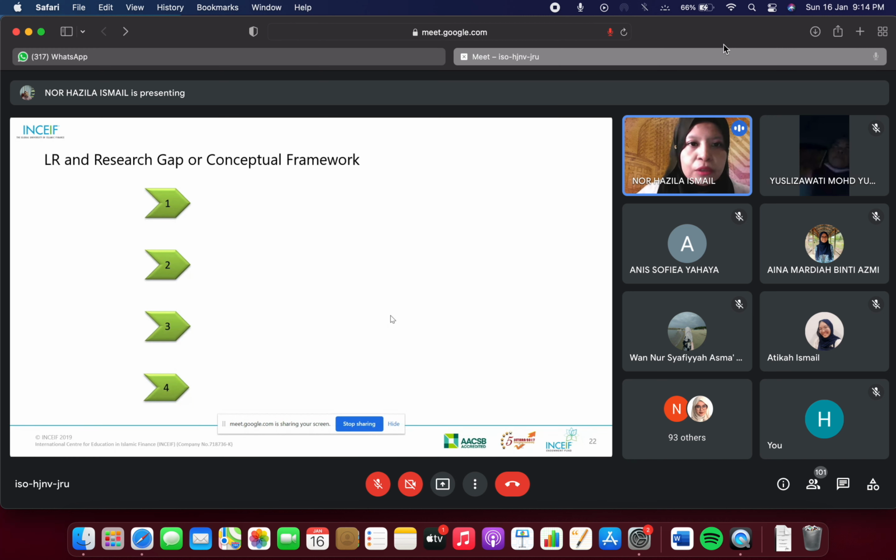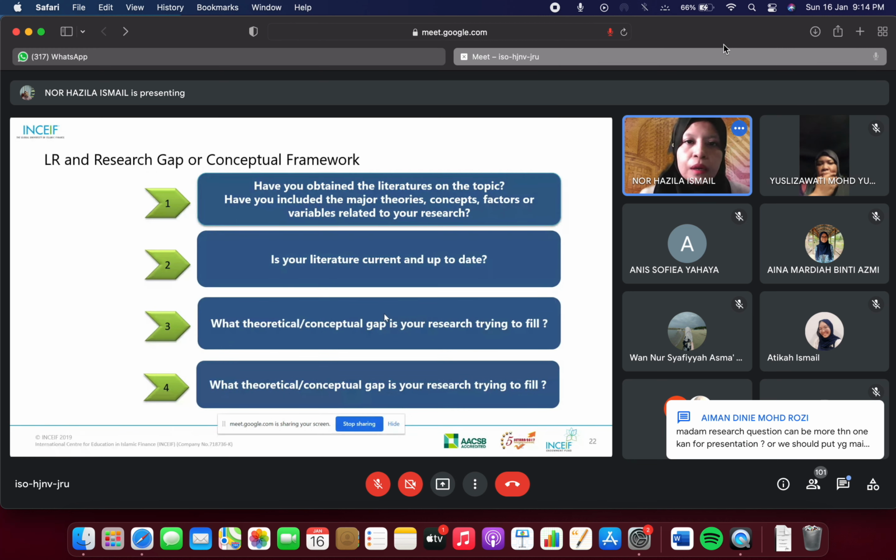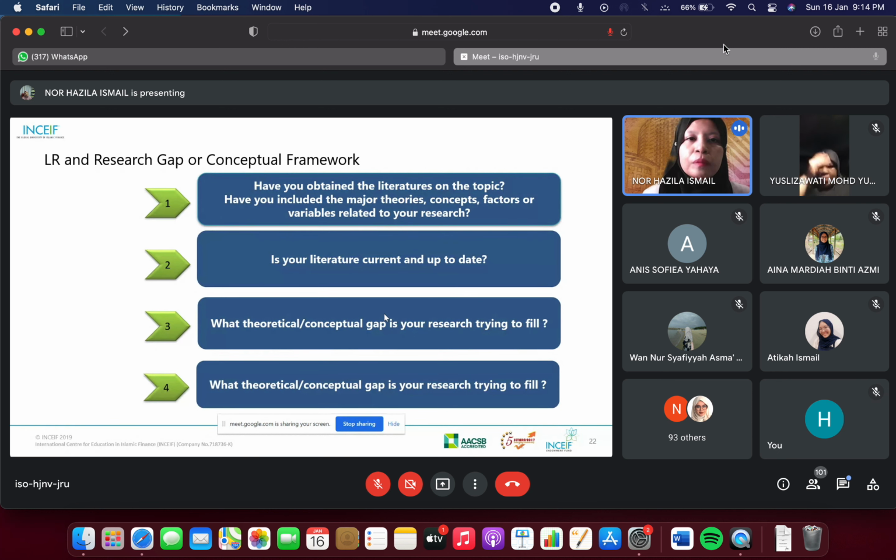So for the literature review, of course, when you are doing it, you have gone deeply into the details of the theory, the concept, or the variables, because for your conceptual framework, you cannot just plug in from the sky. They must be backed, or cited, from literature. And make sure that your literature is current and up to date. The rule of thumb is literature should be not more than 4 years. So this year being 2022, 2019, 2018 is still okay.